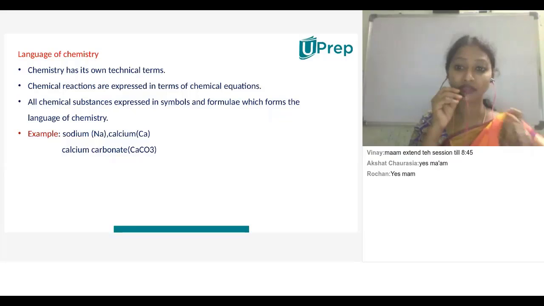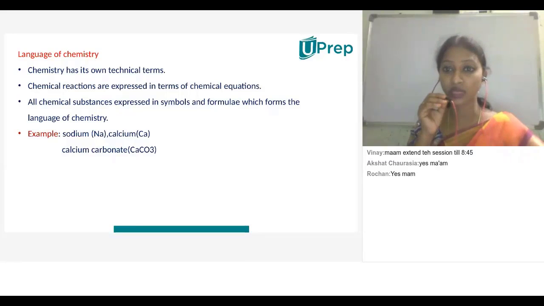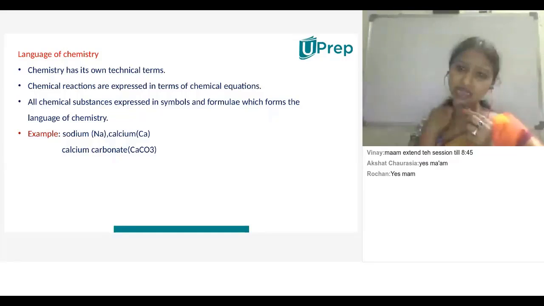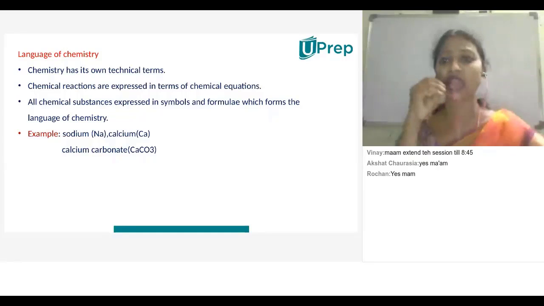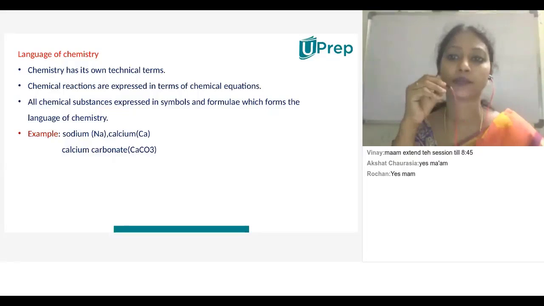Then only we can read or prepare for the question. These are the reactants that are reacting. The chemical reactions are represented in the form of chemical equations, so that we can see the chemical equations. We can't go and see all kinds of chemical reactions in the laboratory. So all the chemical substances are expressed in symbols and formulae, which form the language of chemistry.